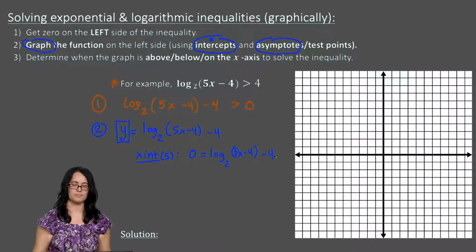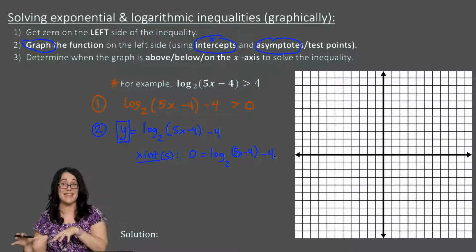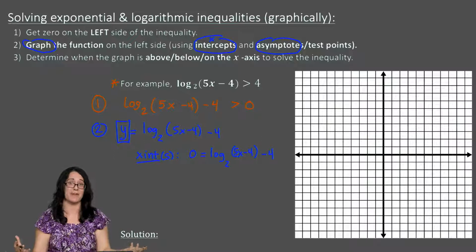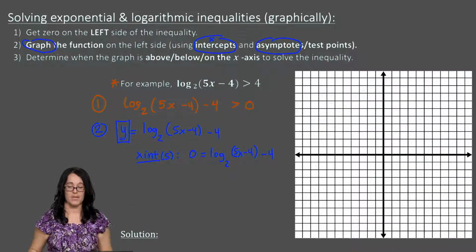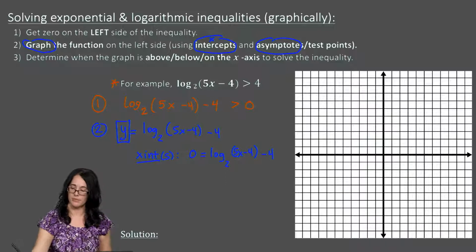minus 4. Okay, the reason we're doing this at the end of this chapter is because we needed all of this information about how to solve logarithmic equations, didn't we? So take a moment, pause the video if you need to, and solve this logarithmic equation. It's just like what we did in our last video. All right, so to do that, what did you do?